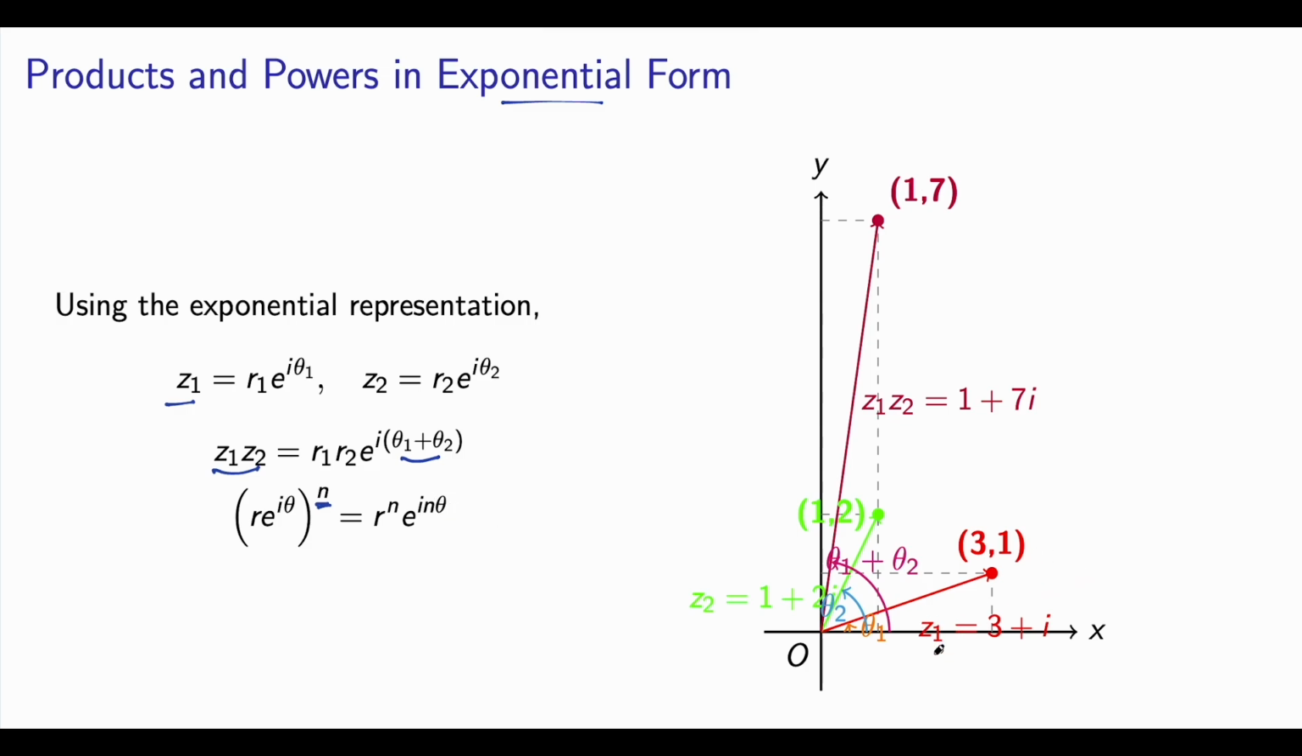So for example, if we have z1 as 3 plus i, this point, and z2 as 1 plus 2i, with the angle theta 1 and angle theta 2 respectively, then if you take the product of these two points, you will get this in the form of addition. Theta 1 plus theta 2 will be the total sum of the angles, and then you can use this formula to verify in exponential form.